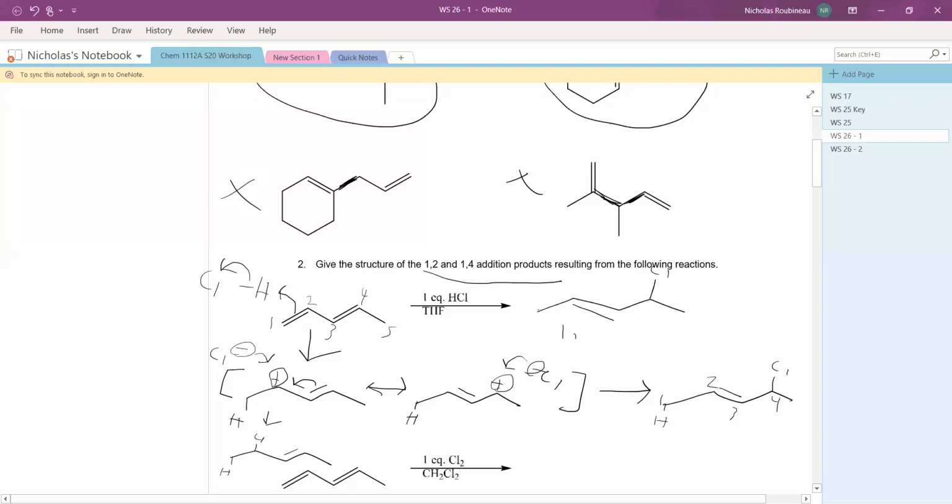So this is the 1,2 product, because this is where the double bonds, wait. No, I'm getting confused. Okay, I drew my products wrong. Sorry, I have an answer key I was trying to follow, but I'm just going to redraw that. I don't know if that was correct, but I'll just do it from scratch. This is where the chlorine should have been. Okay, so this is the 1,2 product.